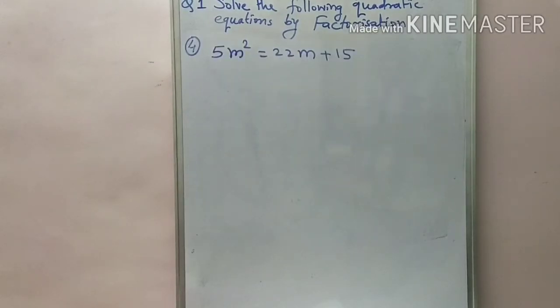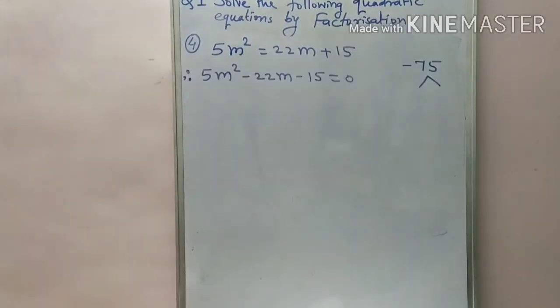now we try for the fourth example. Equation is 5m square equal to 22m plus 15. Now first we have to convert this into its general form. Okay, so we take these two terms to the left side, so that the equation becomes 5m square minus 22m minus 15 equal to 0.